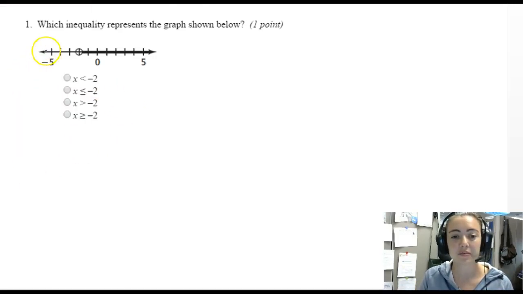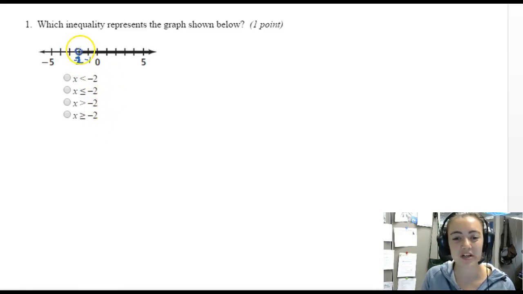It says, which inequality represents the graph shown below? The graph has some tick marks on it, but not all of them. So the first thing is to figure out what number that represents. Well, it's to the left of 0, so it'd be -1, -2. So we know it's at -2. Well, that makes sense. Those are all the options there.